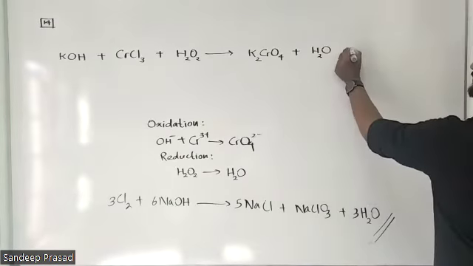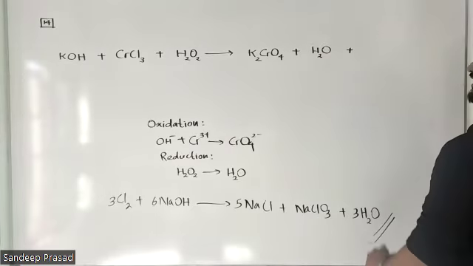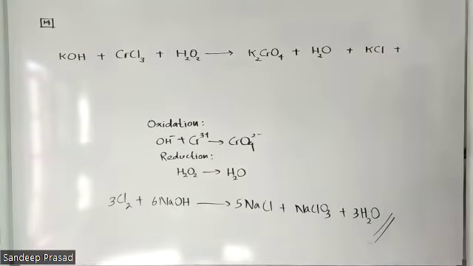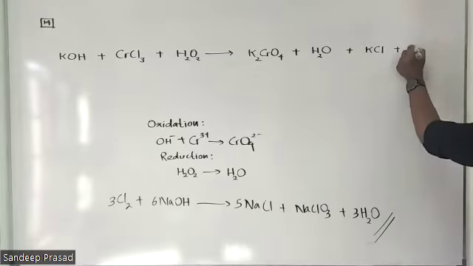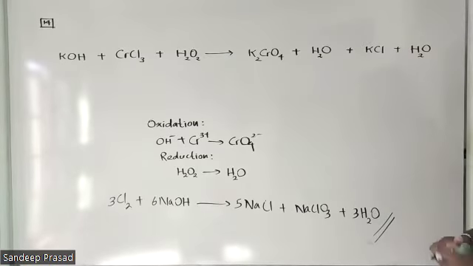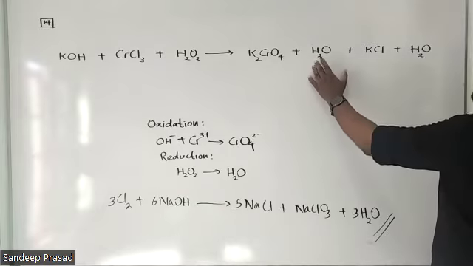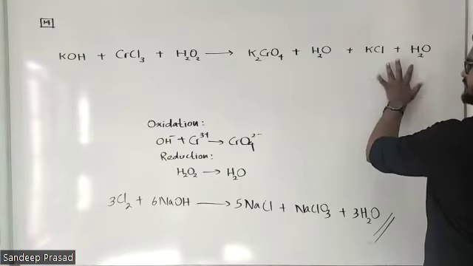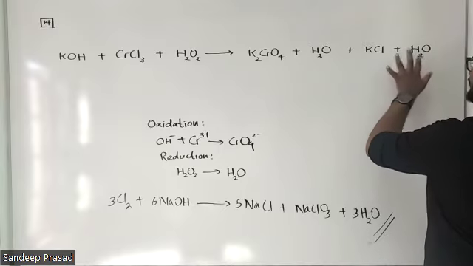Then we know that chloride anion is there, and it should be neutralized by potassium plus, so KCl is produced. And again, I'm going to add water molecules. Why? What is the reason? Students, remember, in this reaction you can see that there are two types of water molecules. Later, you can add them.